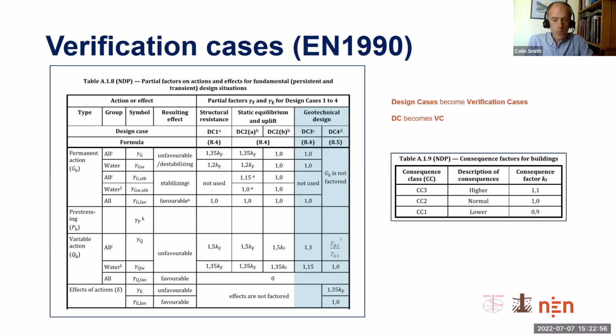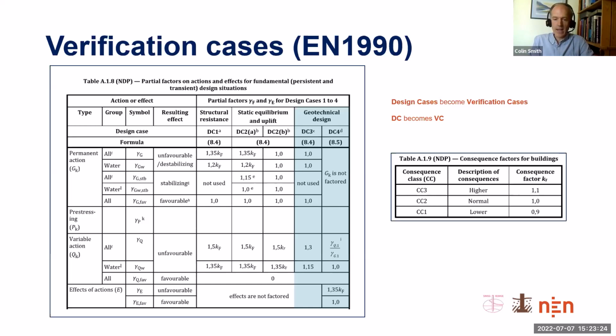So looking at the partial factor sets, those 2 approaches are basically governed by this table from Ian 1990, and we have a number of partial factor sets, but the ones on the right-hand side highlighted in blue, DC3 and DC4. Now this table is slightly out of date, in that those should be designated as verification cases, so technically they should be VC3 and VC4.